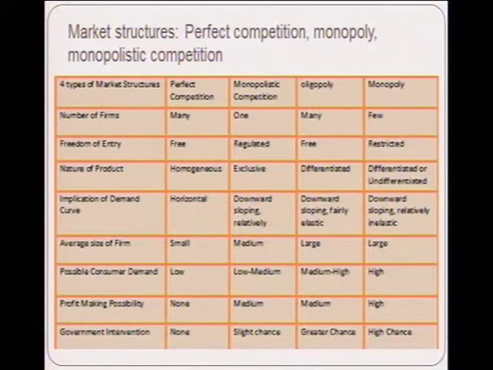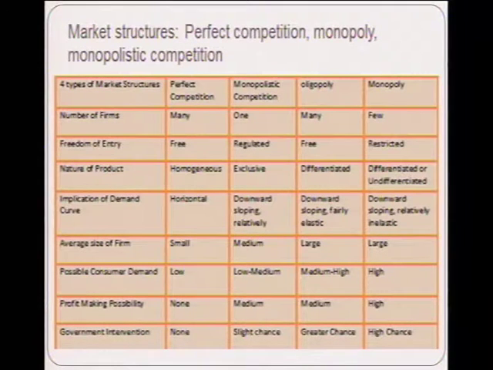We now move on to market structures. Let me give you an overview of market structures. There are four types of market structures we're going to consider in this course, and I've put them in a table. The perfect market, perfect competition. We have monopolistic competition, oligopoly, and monopoly. And in this table, you can see what happens in the number of firms, freedom of entry, the nature of the product, implication of the demand curve, average size of the firm, consumer demand, profit, and government intervention.